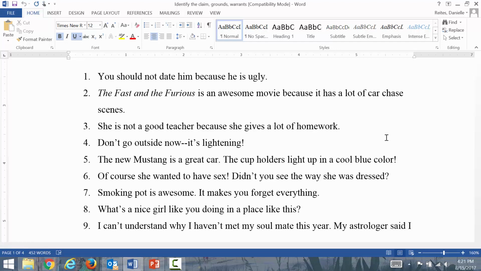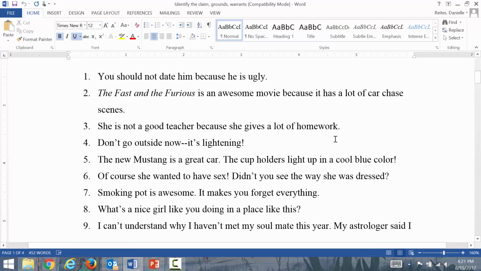Okay, so the claim is The Fast and Furious is an awesome movie. Support or grounds: it has a lot of car chase scenes. Assumption: movies that have a lot of car chase scenes are awesome, right? Or are entertaining, or are good.